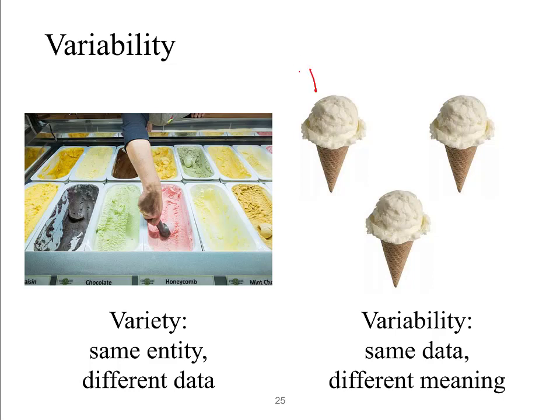On Monday, you find the ice cream is good. On Tuesday, you buy it again and it tastes not good. On Wednesday, you buy the third one and it tastes just okay. So although they're the same vanilla ice cream from the same shop, they taste different on different days. This is variability.